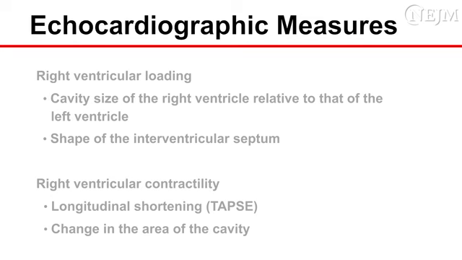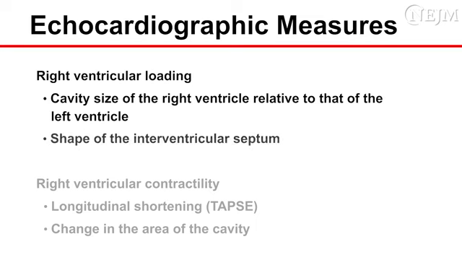To evaluate right ventricular size and systolic function by means of focused cardiac ultrasonography, use the following measures: cavity size of the right ventricle relative to that of the left ventricle, and shape of the interventricular septum, which are measures of right ventricular loading, as well as longitudinal shortening, also known as TAPSE, which stands for tricuspid annular plane systolic excursion, and change in the area of the cavity, which are measures of contractility.